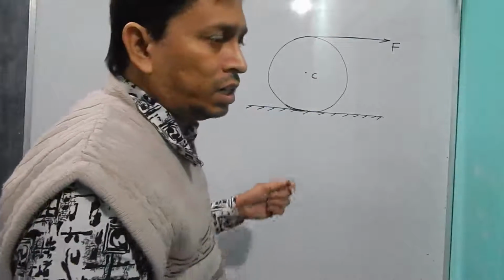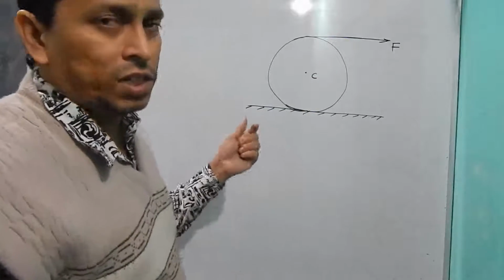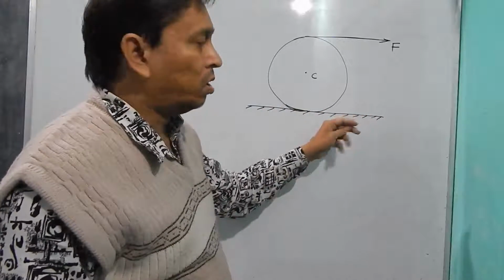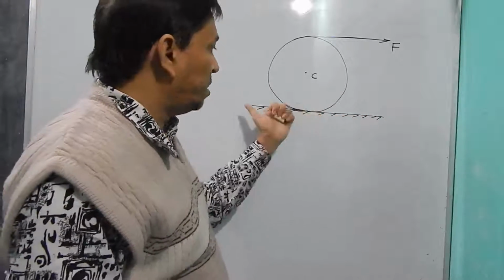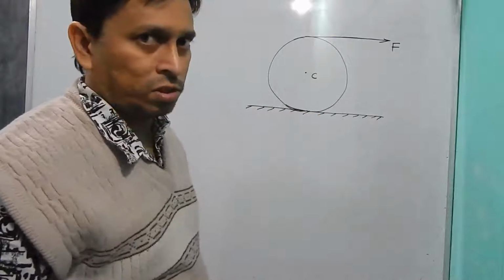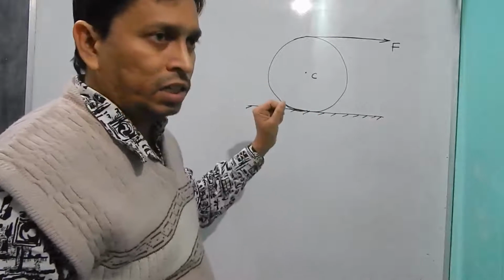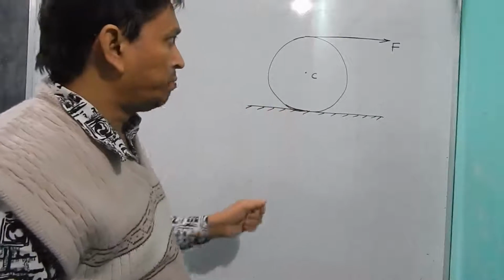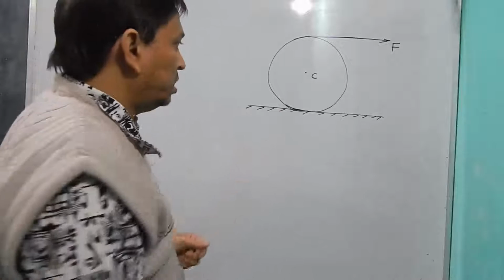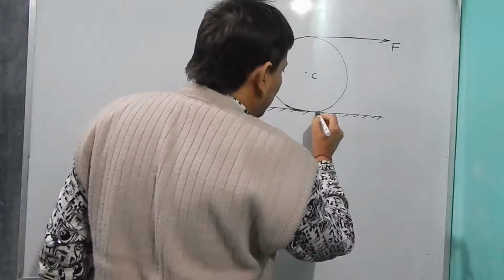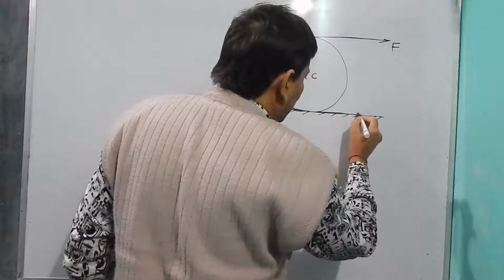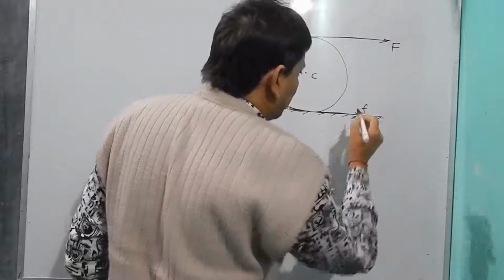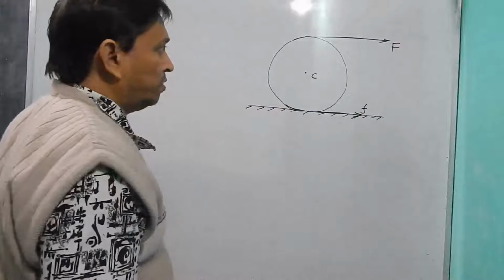Now, in this case, we can take the frictional force either towards the direction of the force, or we can take it backward to the direction of the force. In either way, the calculation will be the same and you will get the same result. Now, how? Suppose I am considering the frictional force is acting in this direction, which is small f.